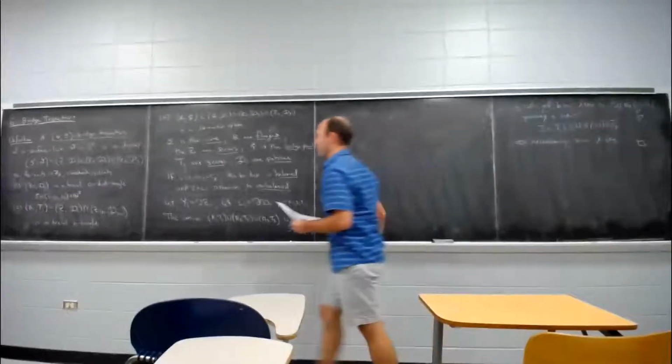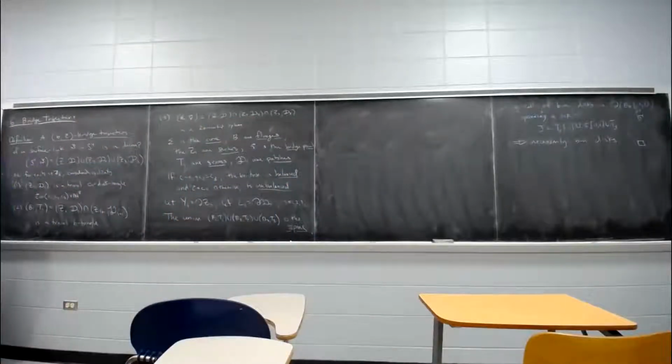Any questions about all of that real quick? The next thing I want to do is make a lot of initial remarks about bridge trisections, for how all these pieces interact. But before I do that, are there any questions? Okay.